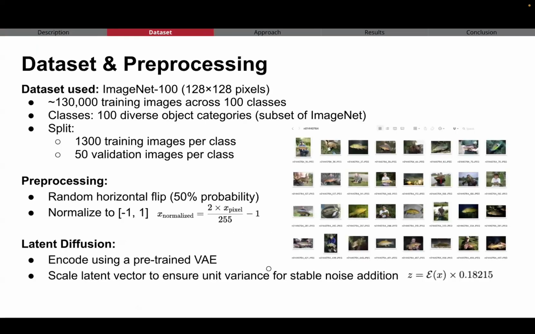So for our experiments, we use the ImageNet 100 dataset, which is a curated subset of the original ImageNet. And for pre-processing, we applied the following steps. First, a random horizontal flip with a 50% probability to augment the dataset without changing the semantic content. We then normalize the images to range between -1 and 1 using the formula shown here for stable diffusion training because it aligns with the noise process. For LDM specifically, after normalization, we encode the images using a pre-trained VAE. And finally, the latent vectors are scaled to ensure approximately unit variance for stable and consistent noise addition during training.